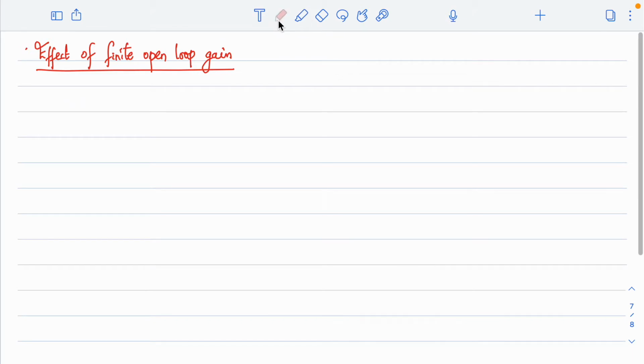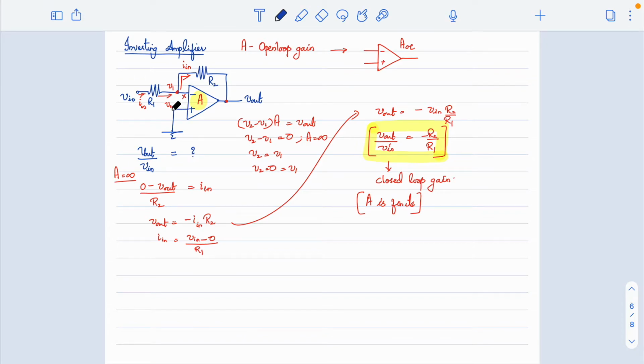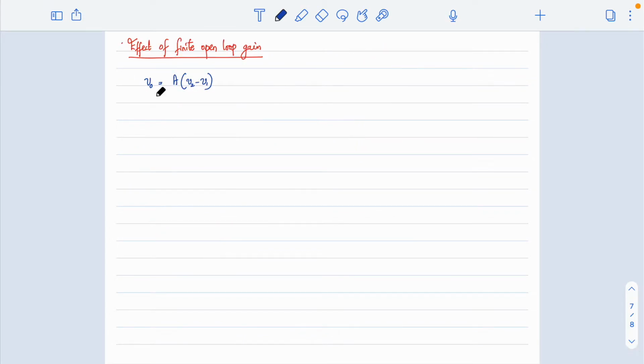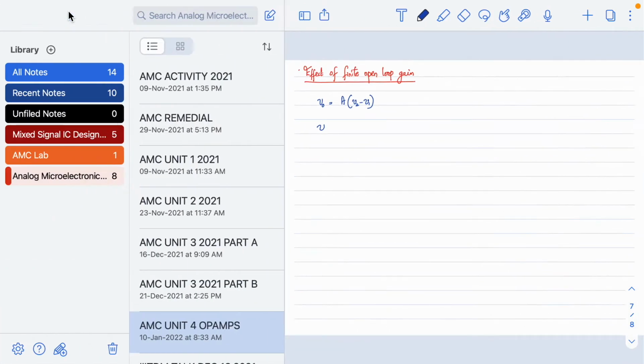Rather, what we should do is, I'll write the same expression. So now we know that V out is equal to A into V2 minus V1. This expression holds good, right? Now what is the V2 in this case? The V2 is connected to ground, right? So since A is not infinity, I cannot say V2 is equal to V1. V2 in this case is equal to 0.